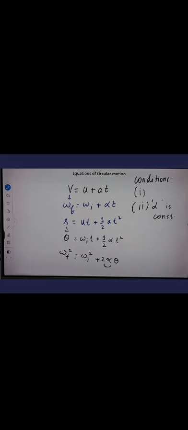Next line is: when the angular velocity is 10 radians per second, find the number of revolutions completed by the object. Can you do this?